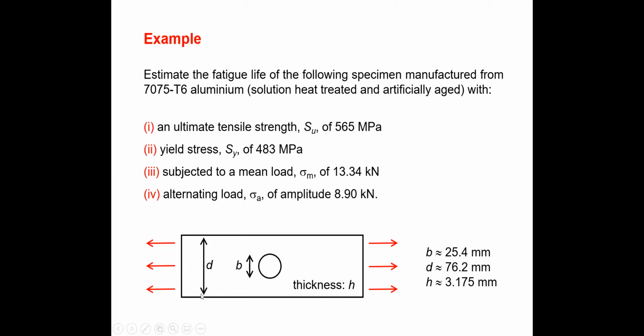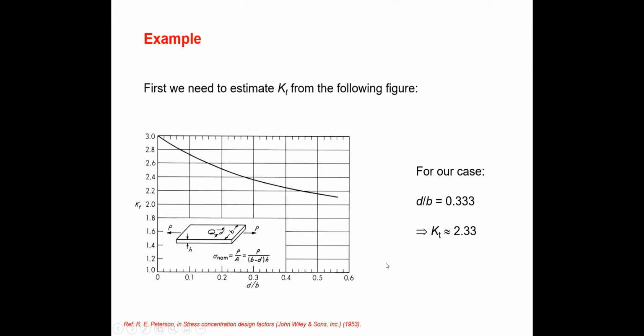You can see the width, the D value 76.2 millimeter, the stress raiser diameter, B value 25.4, thickness is given. The loading directions, distributions. So how can we deal with this kind of question? You need to find out the K_F value first, and C_S and C_D and other things.